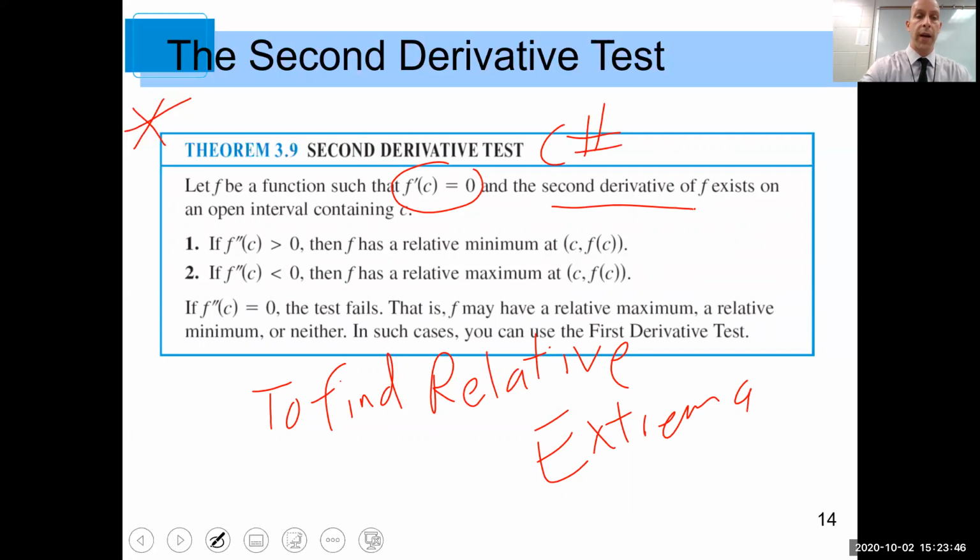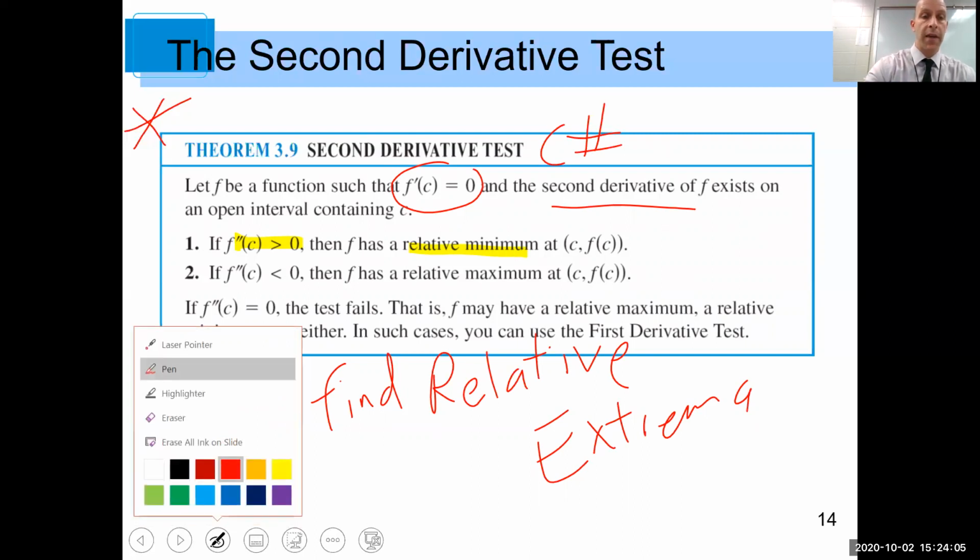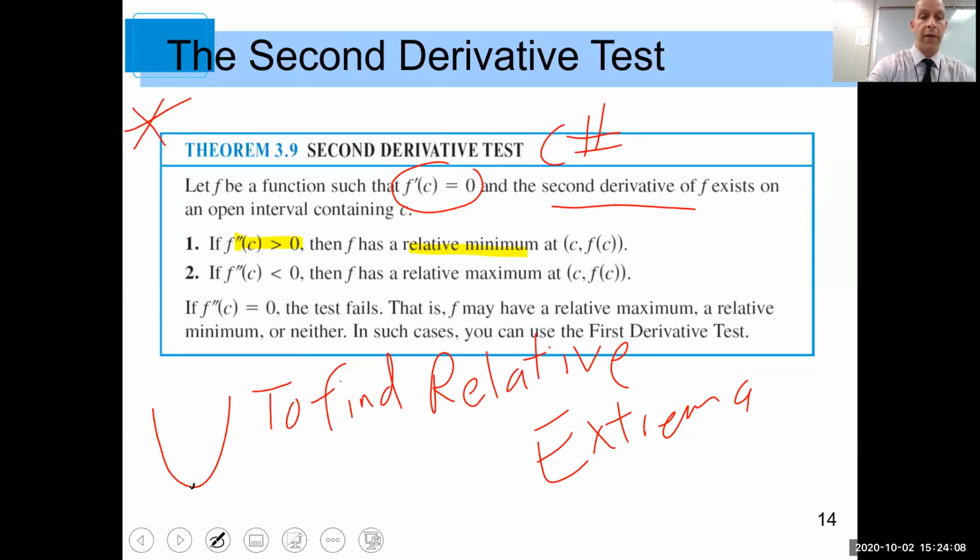If f double prime is greater than 0, it has to be a minimum. Now let me stop there and kind of explain that. So what we're saying is we've got a critical number. And by the way, it's a horizontal tangent line. So if I have something like this, here's my function f, and then right here at this point, I'm going to have a horizontal tangent line, right? A horizontal tangent line there. By the way, what's the concavity there? Well, it's concave up. In other words, f double prime is greater than 0. So guess what that had to be? It has to be a relative minimum. Kind of makes sense.